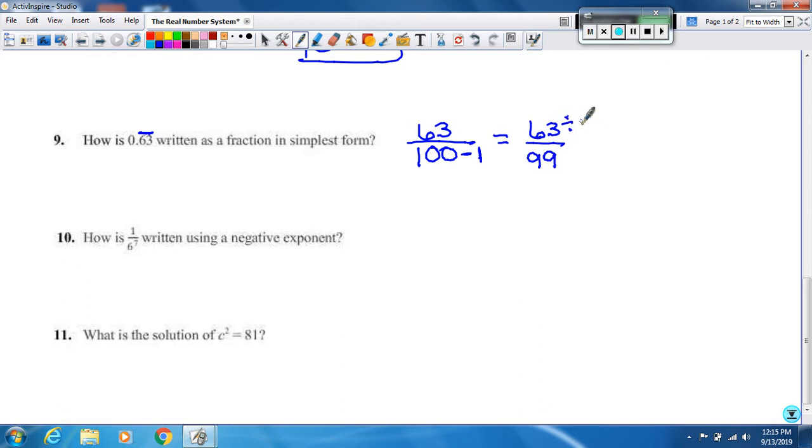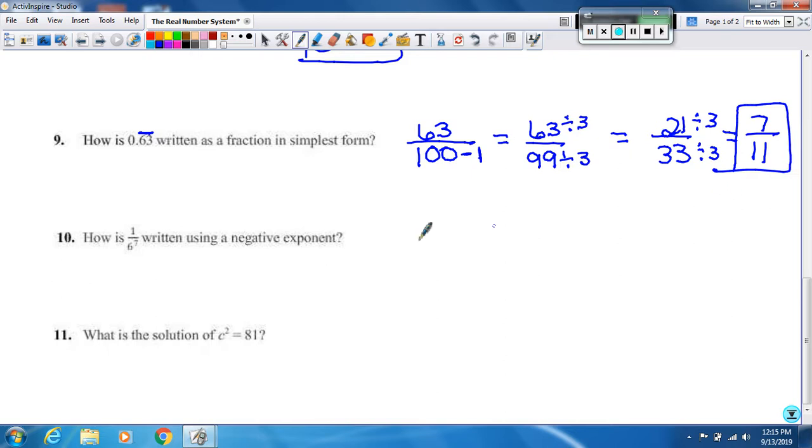We can divide these both by 3. So I'm going to do that. So 63 divided by 3 is 21. And 99 divided by 3 is 33. And 21 over 33, you can divide those by 3. You got to keep going until you can't simplify anymore. 21 divided by 3 is 7. And 33 divided by 3 is 11. So 7 over 11 is your answer.